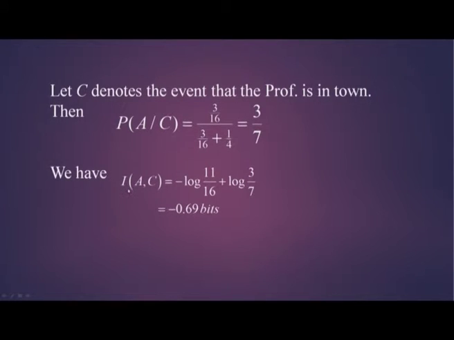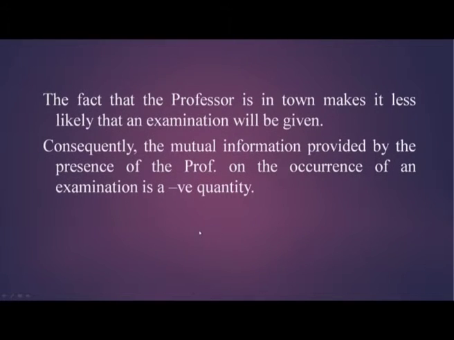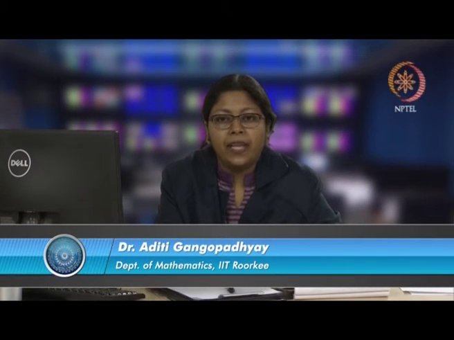So, we will have I of A comma C, that is the mutual information concerning these two events, that is minus log 11 by 16 plus log 3 by 7, and that is minus 0.69 bits. The fact that the professor is in town makes it less likely that an examination will be given.